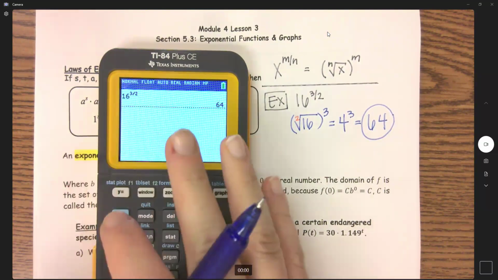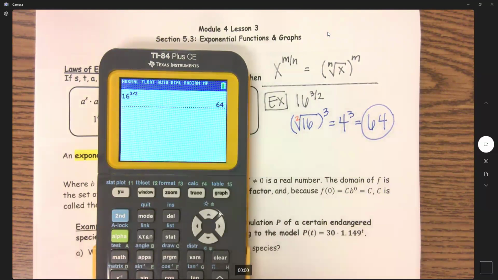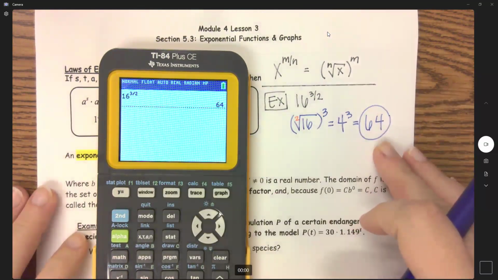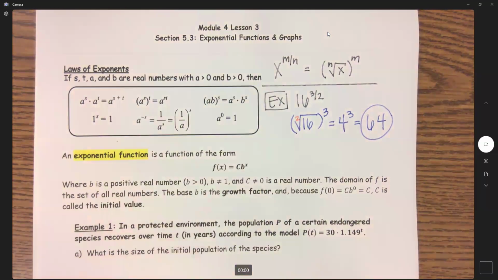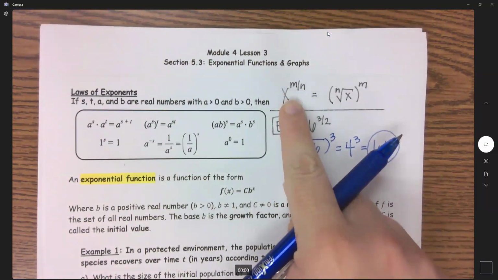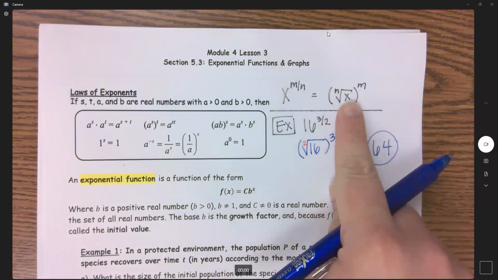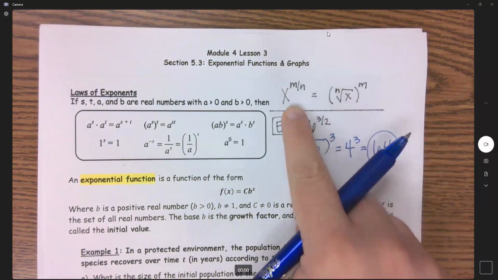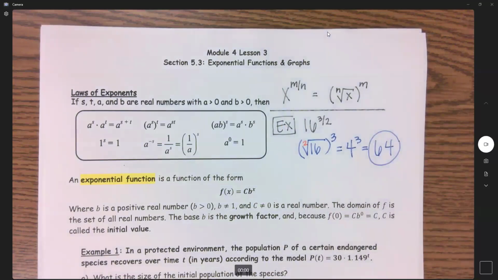Now, not everything's always going to be able to be evaluated. We're going to have some variables in there, so we still need to know the technique whenever we are converting rational exponents to radical form, or we'll need to go the other way as well and go from radical form to exponential or rational exponent.